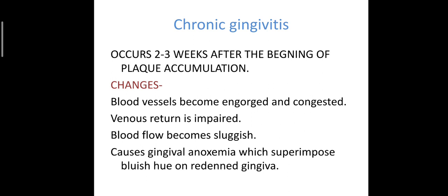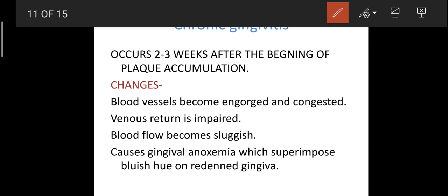What is chronic gingivitis? It occurs 2 to 3 weeks after the beginning of plaque accumulation. What are the changes here in this chronic gingivitis? Blood vessels become engorged or congested. Here blood vessels are congested and so there is lack of blood flow. Okay. Venous return is also impaired. Now blood flow becomes sluggish. Sluggish means slow. So what is the result of these? So there is gingival anoxemia. Anoxemia means lack of oxygen.